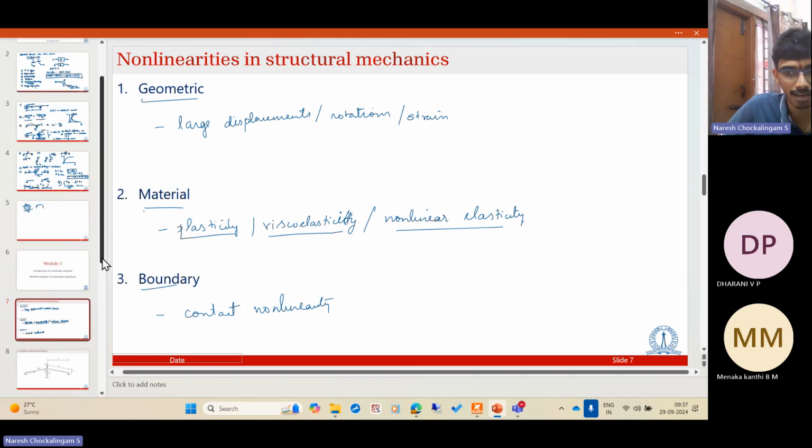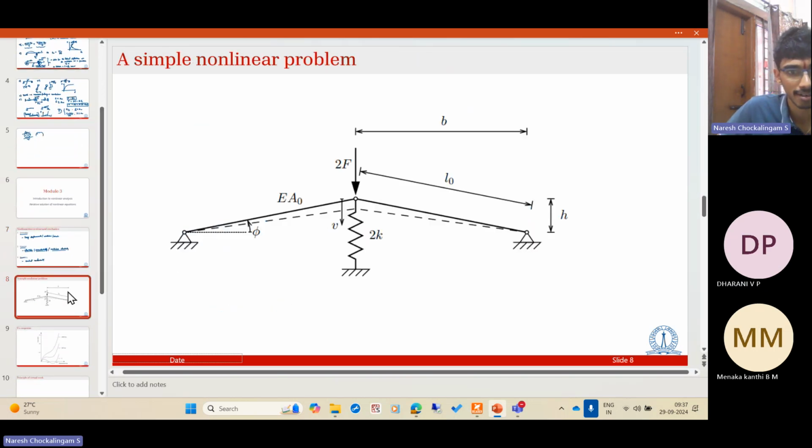So let's start the problem for today. Here is a simple nonlinear problem. We have a 2-bar truss. You can think of it as 2 bars, and this is also something like a bar. We are subjecting it to a force F, 2F, and it is symmetric, so we'll analyze half of the structure. Our goal is to get a relationship between this force F and the displacement of this top point P.